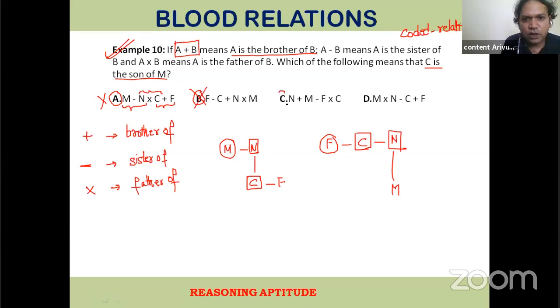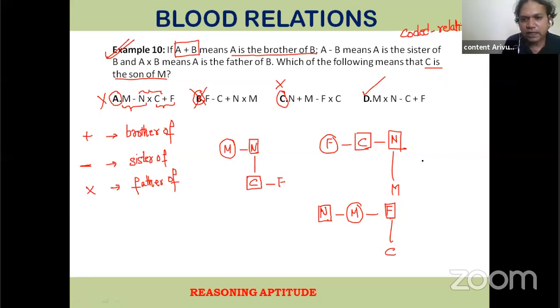Look at answer option C now. N plus M. So N is the brother of M. M is sister of F, and F is father of C. Again, C is not the son of M, so C is not the answer. That means the answer will be D.